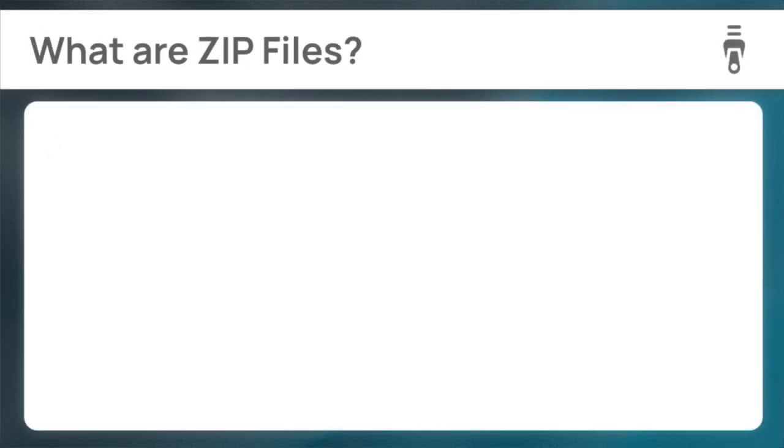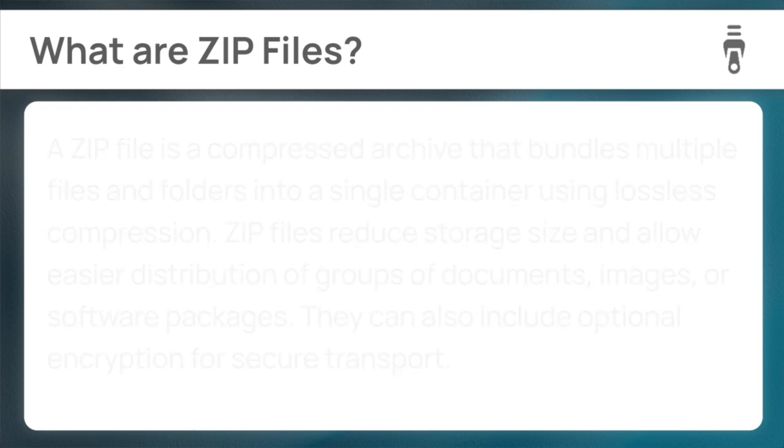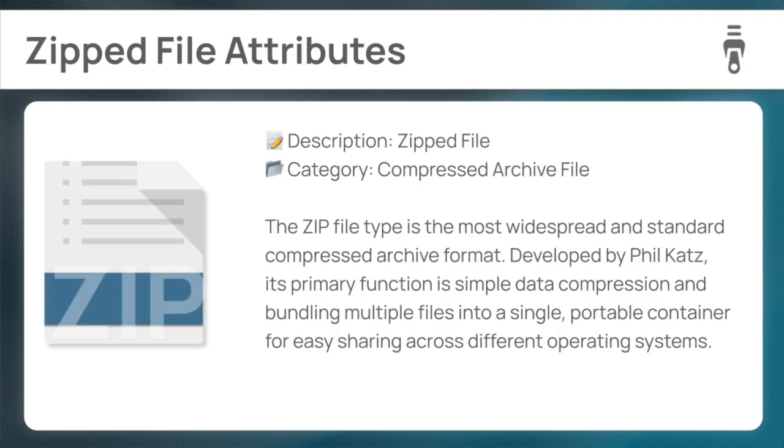In terms of origin, the ZIP file specification is derived from the compressed archive file family. It's stored with the zipped file format. The ZIP file type is the most widespread and standard compressed archive format. Developed by Phil Katz, its primary function is simple data compression and bundling multiple files into a single portable container for easy sharing across different operating systems.